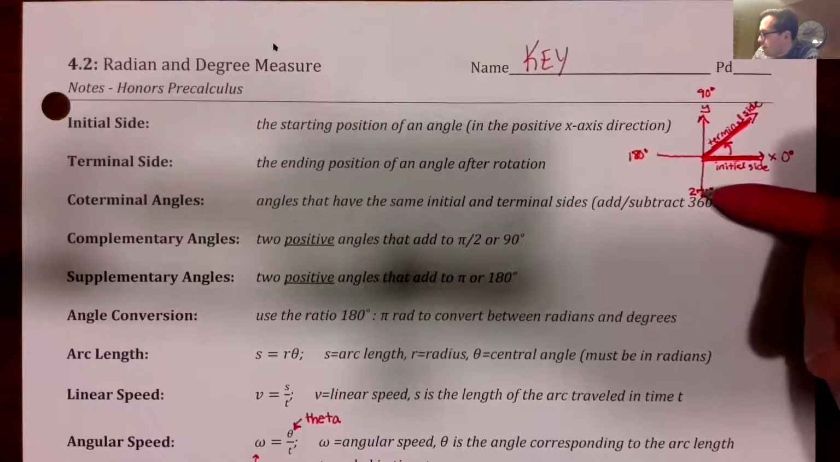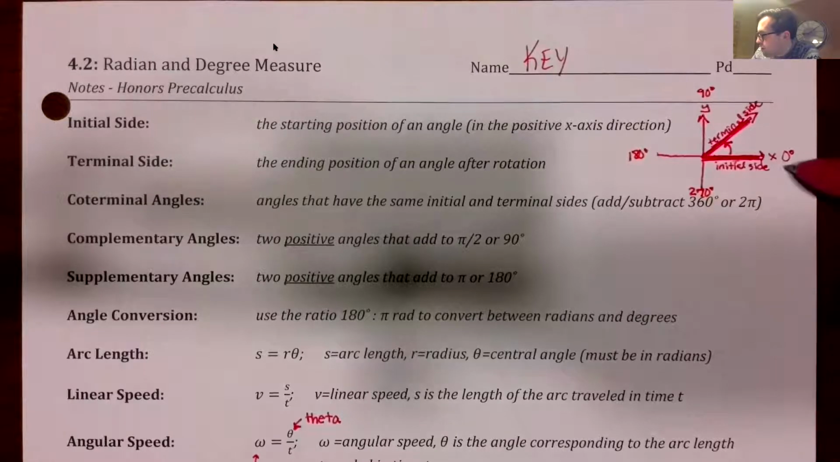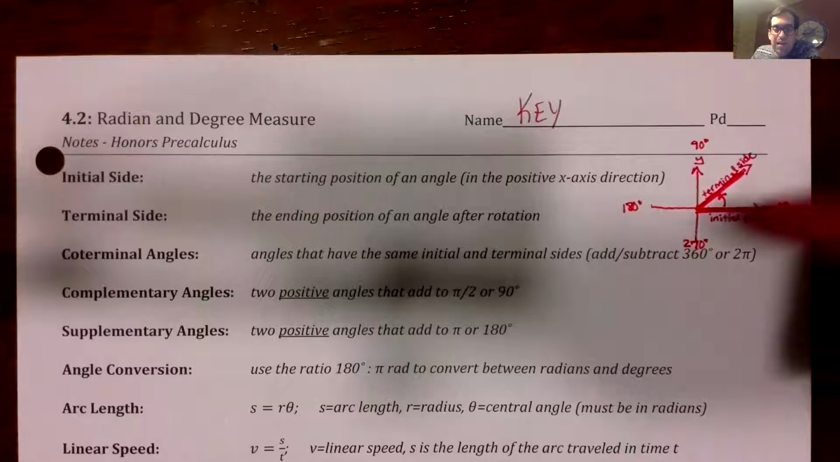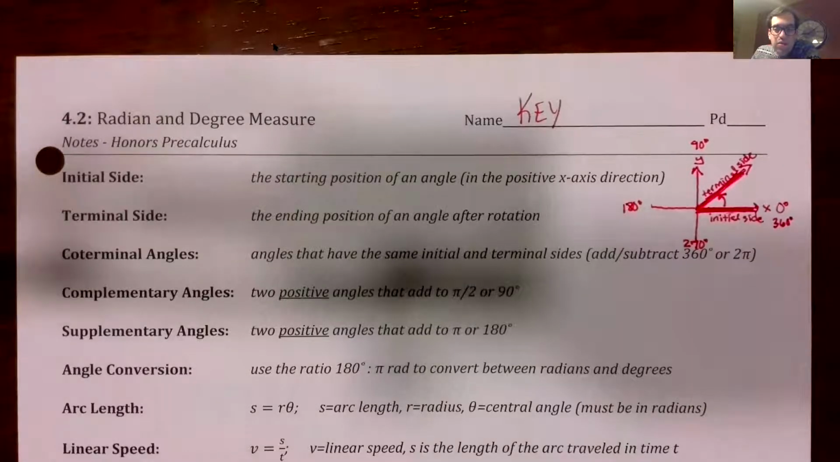270. And then finally, we'd get back here and we'd be at 360. We got back to where we started, right? Those are the angles in degrees. But we have another unit to measure angles called radians.